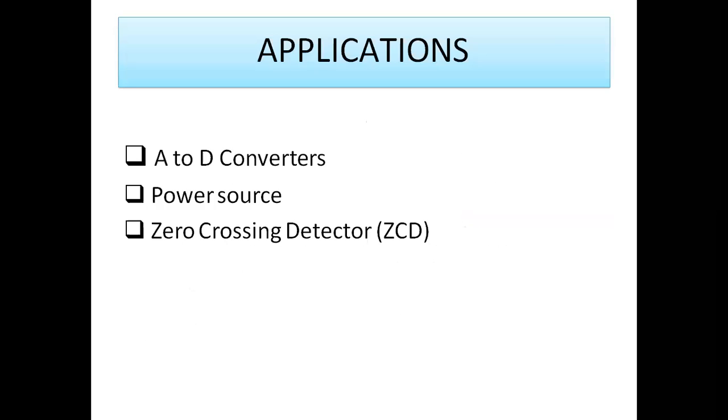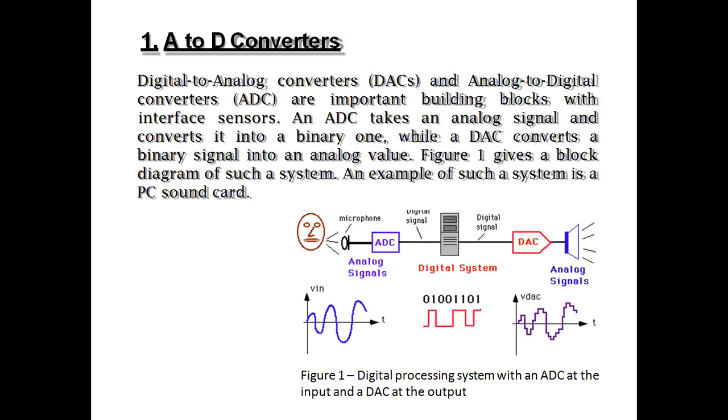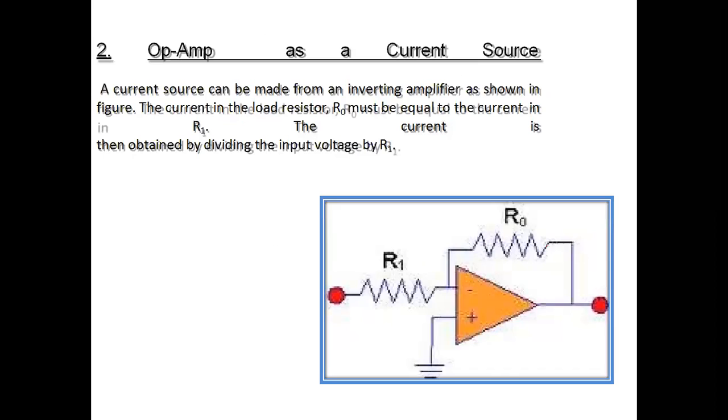There are applications of the op-amp like analog to digital converter, power source, and zero crossing detector. We use the ADC at the input to convert an analog signal into digital. If we have digital data and again need to convert it into analog, we can convert it by using the DAC, and here we can use the op-amp. We can also use the op-amp as a current source.